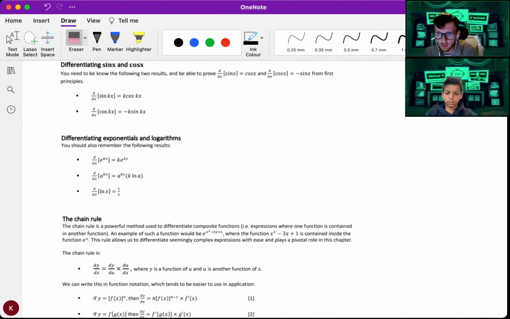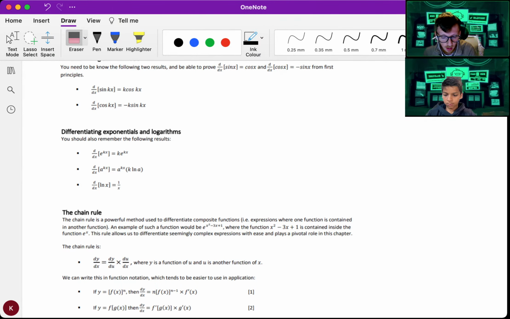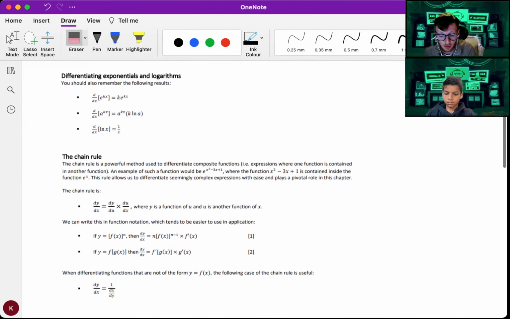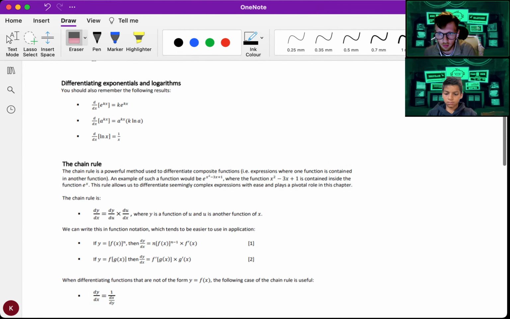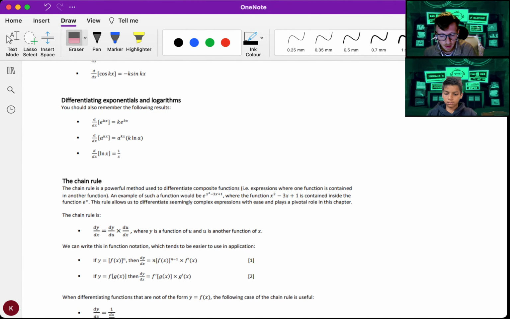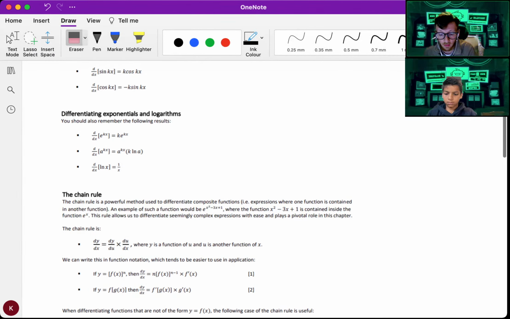The first one is that the derivative of sine kx equals k cos kx. So the coefficient of x, we multiply through when we differentiate, and sine differentiates to cos. The fact that the derivative of sine kx is k cos kx is actually an example of the chain rule, which we'll talk about in more detail. And then the derivative of cos kx is negative k sine kx.